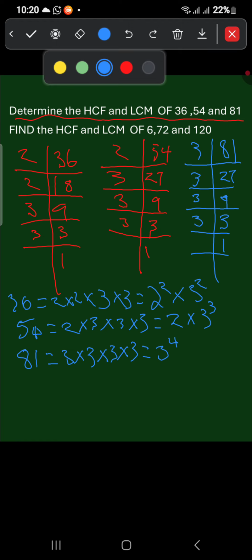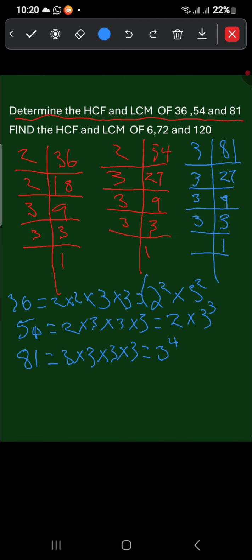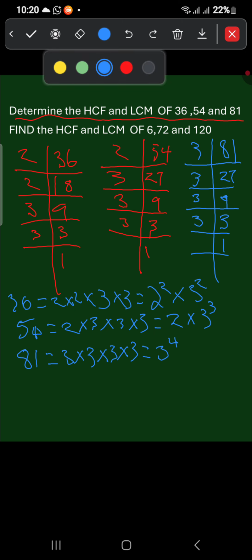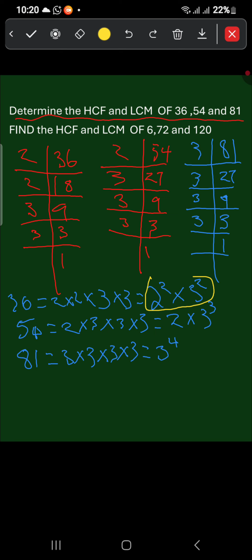Right, so now we focus on these numbers here. Let's look at the highest common factor. For highest common factor, you take the number that appears both sides, all the 3. So it is 3. 3 is appearing here, there, and there, all of them. 3 is appearing in all the 3, right? So it's 3. Then you take the lowest power of 3.